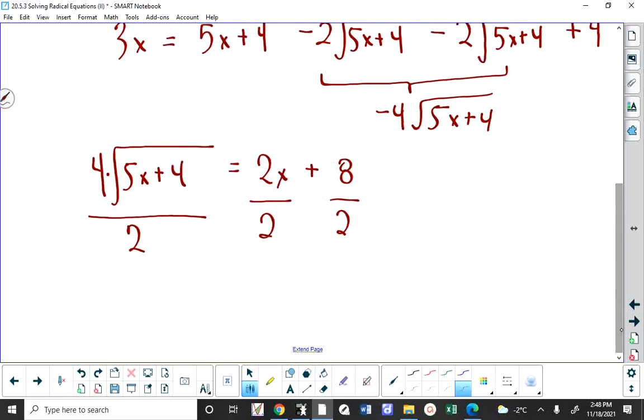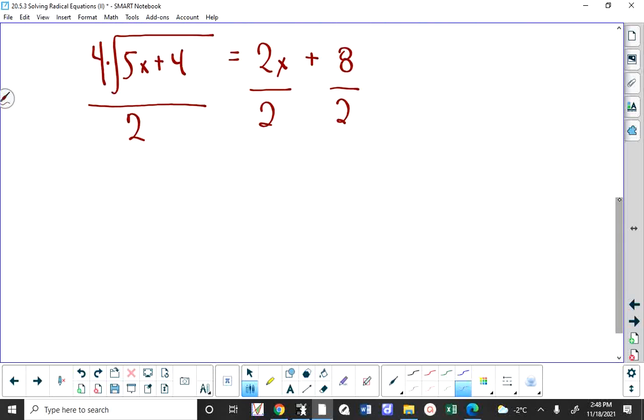So if you divide both sides of this equation by 2, you end up with 2 root 5x plus 4 equals x plus 4. And now when you square both sides, don't get me wrong, you would get the right answer if you didn't divide everything by 2. But now when you square both sides, you're going to be dealing with smaller numbers, which makes the rest of the work easier.